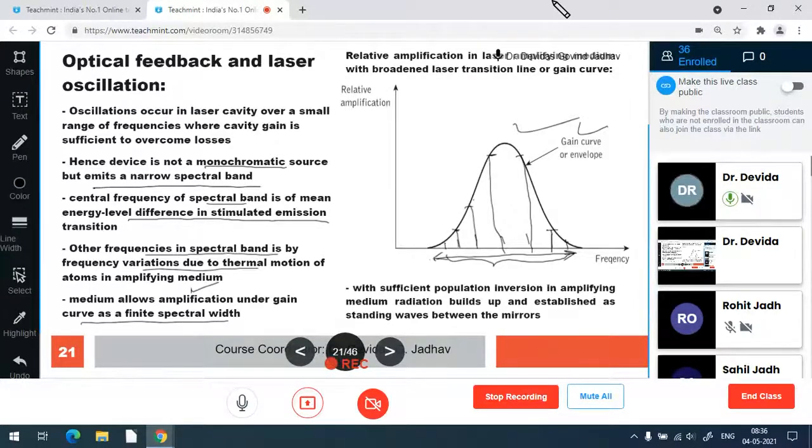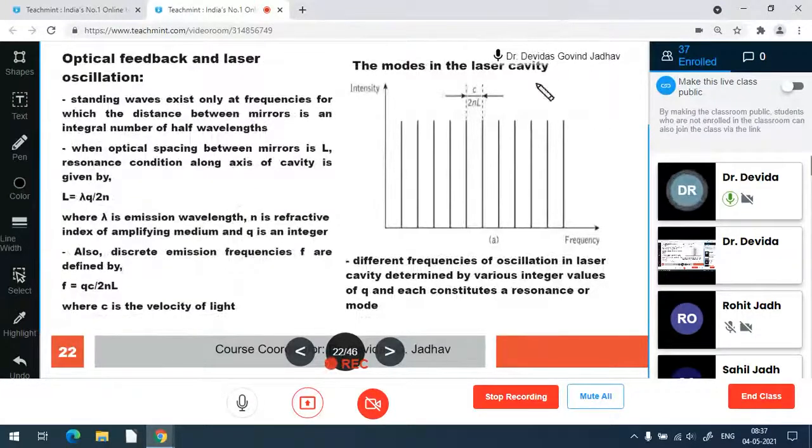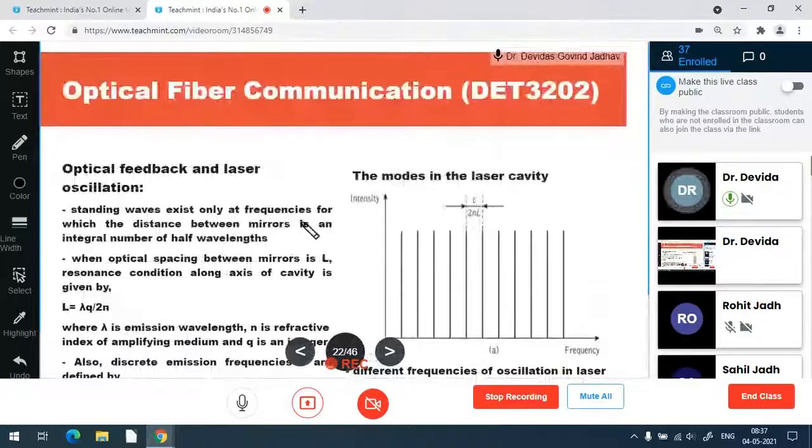So with sufficient population inversion in the amplifying medium, radiation builds up and establishes a standing wave between the mirrors. So these are the result of standing waves. Discrete frequencies are the result of standing waves. If sufficient population inversion in the amplifying medium is there, then the radiation is built up from the device, and it is established as standing waves between the mirrors. How standing waves are established is seen in this figure.